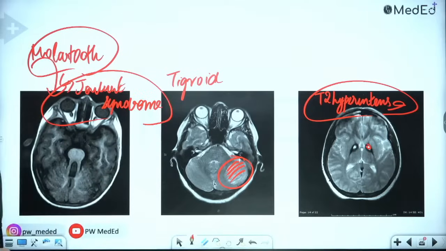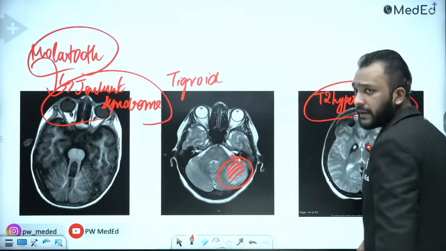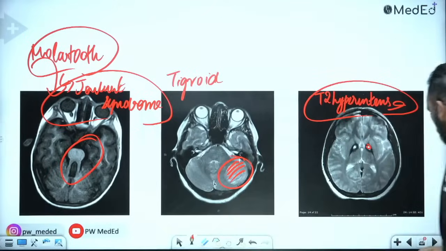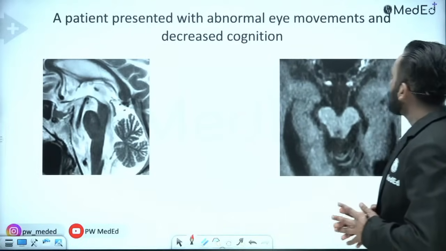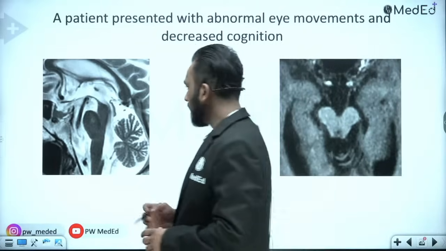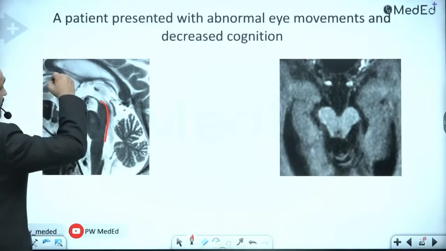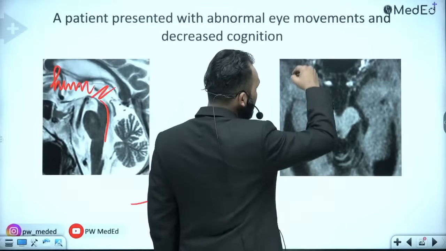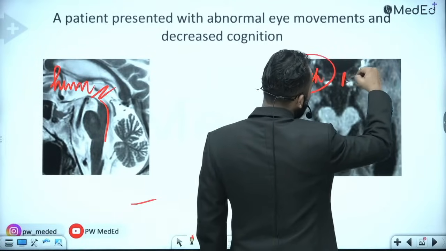In which there will be vermian hypoplasia, vermian aplasia will be seen, and your midbrain will appear like a molar tooth. A patient presented with abnormal eye movements and decreased cognition. You do an MRI for this patient and you see that your midbrain is appearing like a hummingbird, and on the axial images it is appearing like your Mickey Mouse.